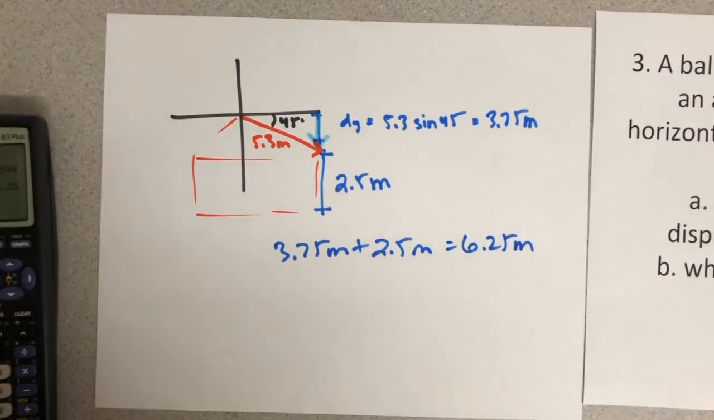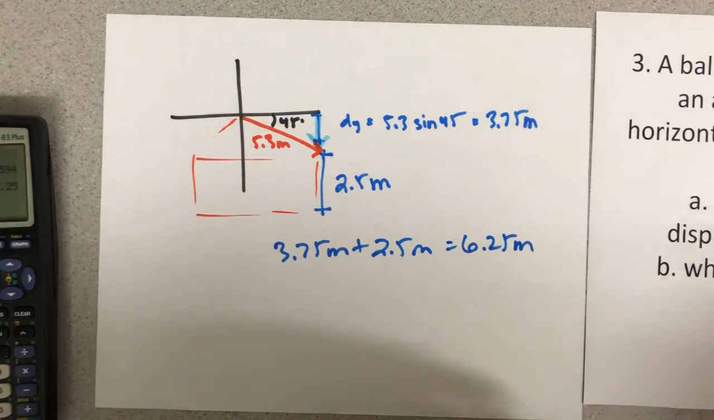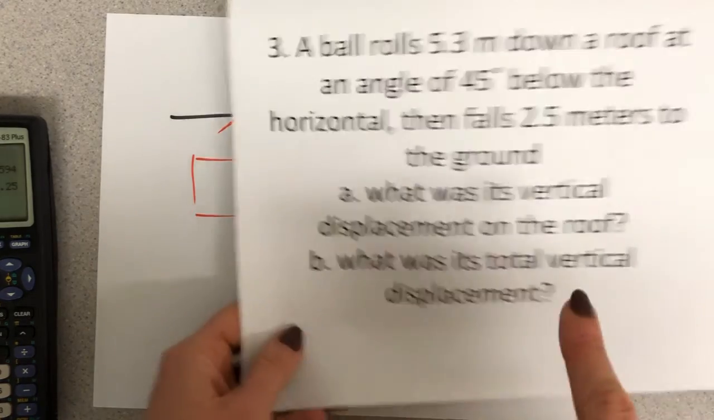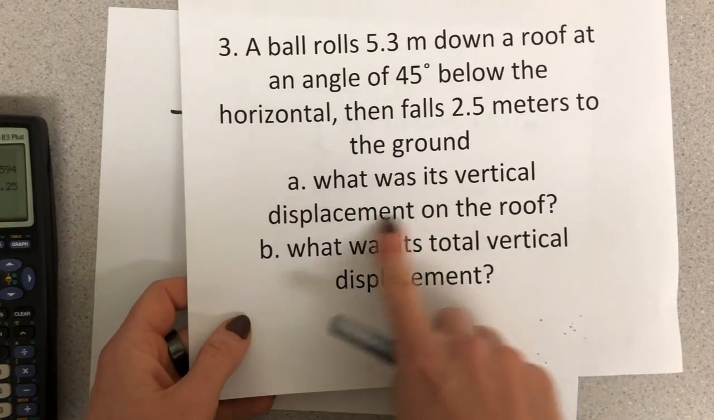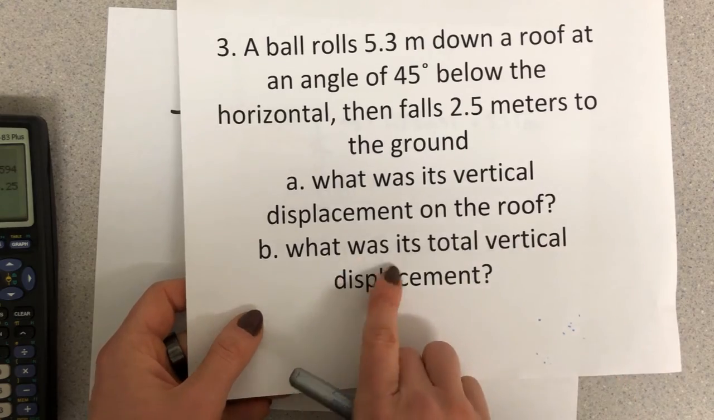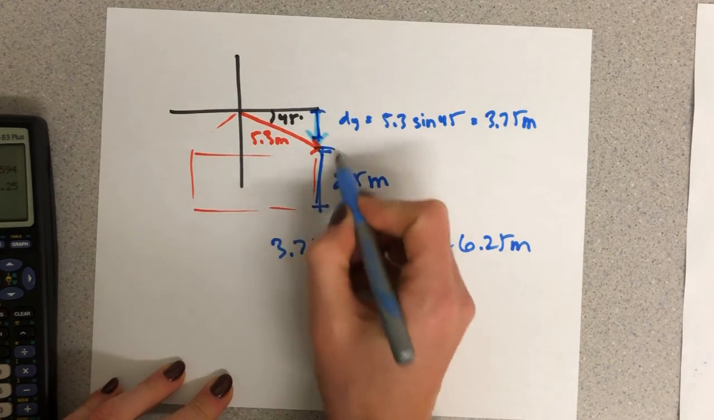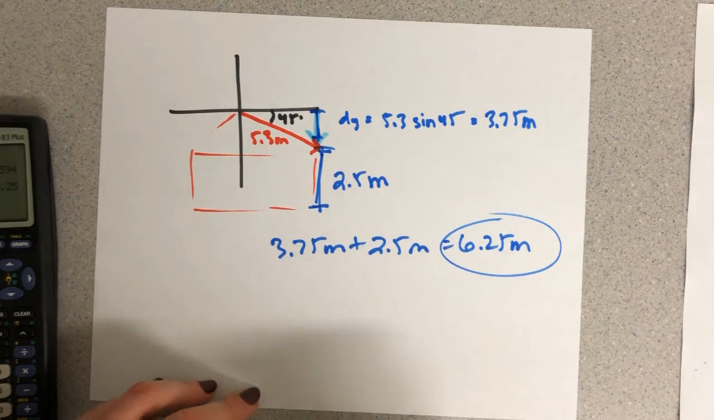Okay. Boom. So, what was the vertical displacement of the roof? Vertical displacement for letter A was 3.75. That's this part right here. Letter B, what was the total vertical displacement? It's this displacement plus this displacement, which gets me this. All right.